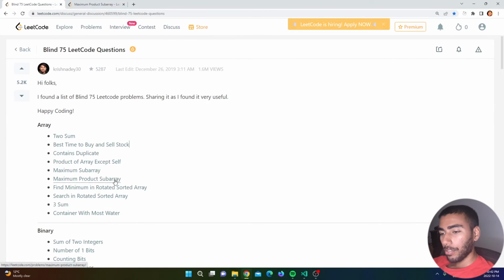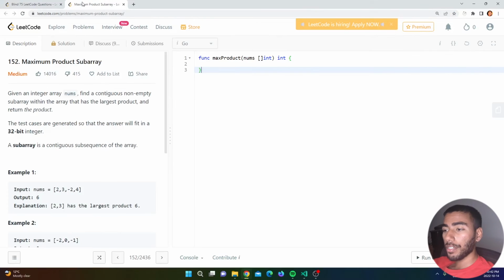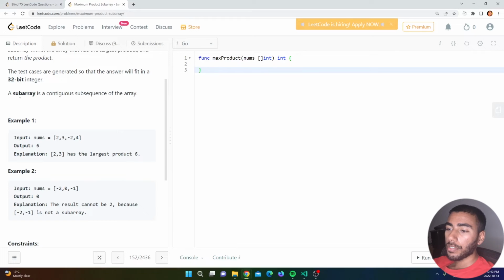Okay, so we're going to be solving the maximum product subarray question over here. This is similar to the maximum subarray problem, but instead of addition, we are multiplying. So given an integer array nums, find a contiguous non-empty subarray within the array that has the largest product and return the product. The test cases are generated so that it doesn't go out of bounds.